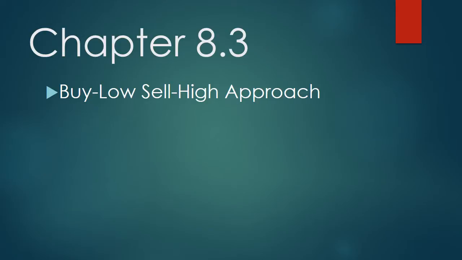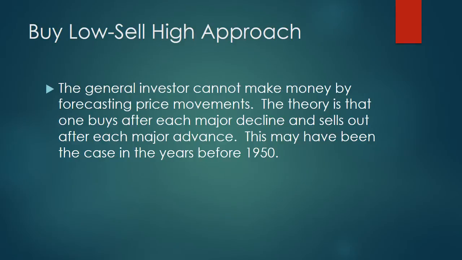Benjamin Graham spoke about this in the eighth chapter, and what he stated was basically that the general investor cannot make money by forecasting market or price movements. The idea behind the buy low, sell high theory is one buys after each major decline and then sells out after each major advance. Benjamin Graham said that this may have been the case in the years before 1950, but that was no longer the case when he was writing this in the 1970s.